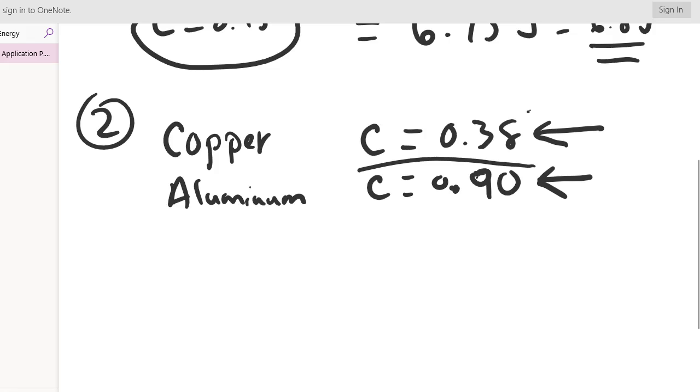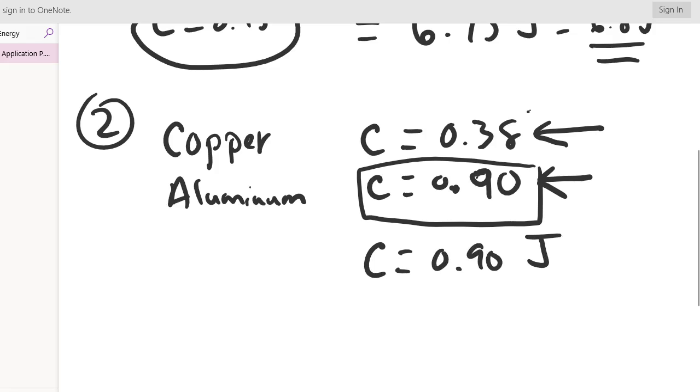So this actually takes more energy in order to raise it a degree, because the unit of this, the C, equals 0.90 joules per gram degrees Celsius. So it's just important to remember that. So the answer to that one would be aluminum, and that's just based on looking up at the chart. Let's do another calculation. Number 3.